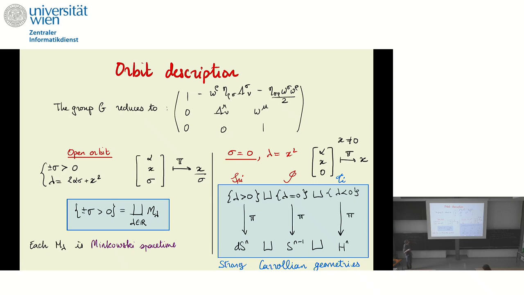So what we get is the open orbit. With sigma here, we're looking at the decomposition with respect to sigma. Sigma has a sign. And what we see is that the group acts, so sigma actually splits up into different surfaces like this that are parameterized by lambda.